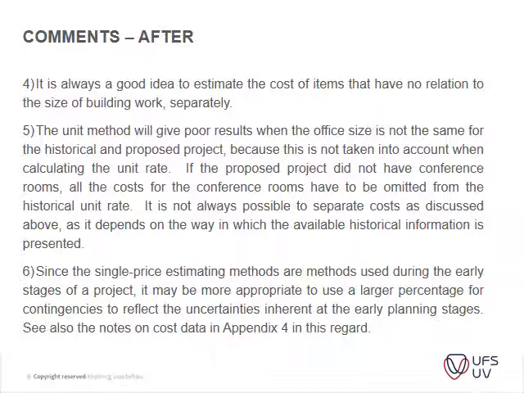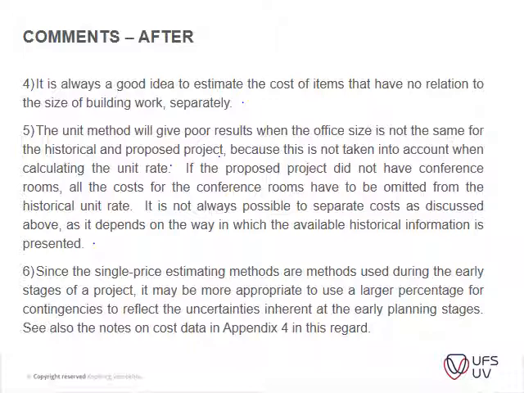Okay, it is always a good idea to estimate the cost items that have no relation to the size of the building. Okay, so we've dealt with that. And then the unit method will give poor results when the office size is not the same for the historical and proposed projects. So obviously, if the offices have different sizes, it will have a different impact on your calculations, because this is not taken into account when calculating the unit rate. If the proposed project did not have conference rooms, all the costs for the conference rooms have to be omitted from the historical rate. It is not always possible to separate costs as discussed above, as it depends on the way in which the available historical data is presented.